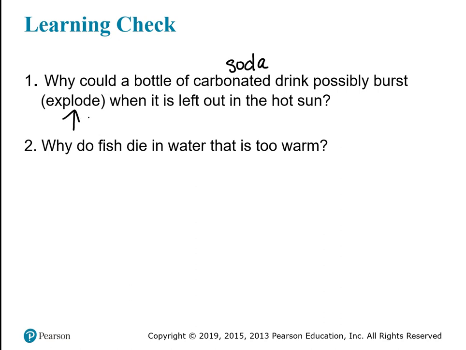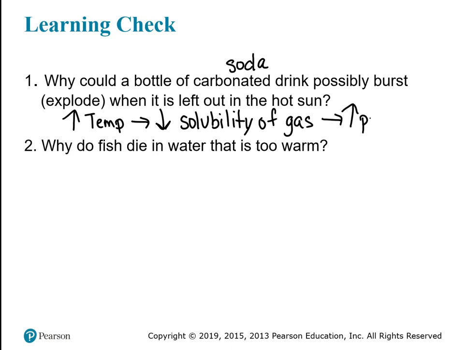We just talked about when you increase the temperature, you're going to decrease the solubility of the gas. That means that you're going to increase the amount of gas and pressure in the can. And that pressure can cause your bottle or your can to burst. So don't do it. It's a bad idea.